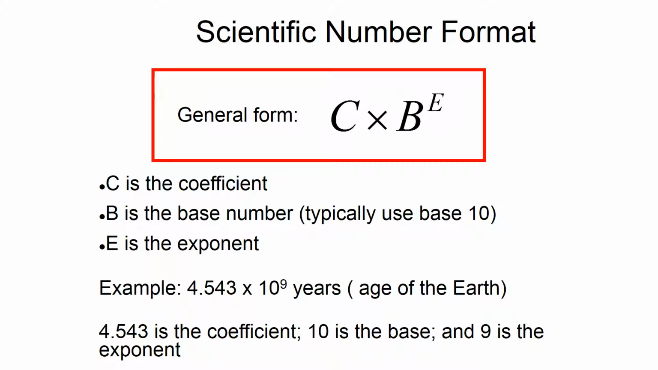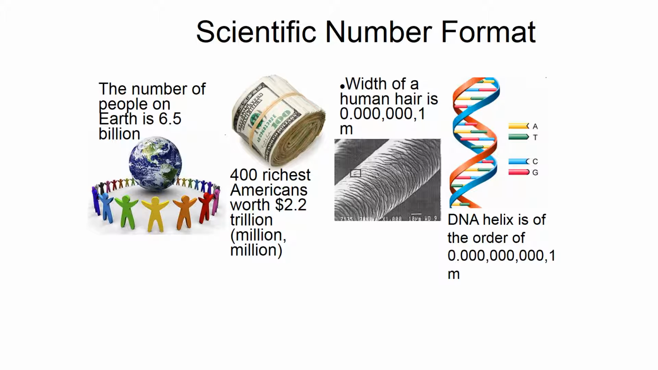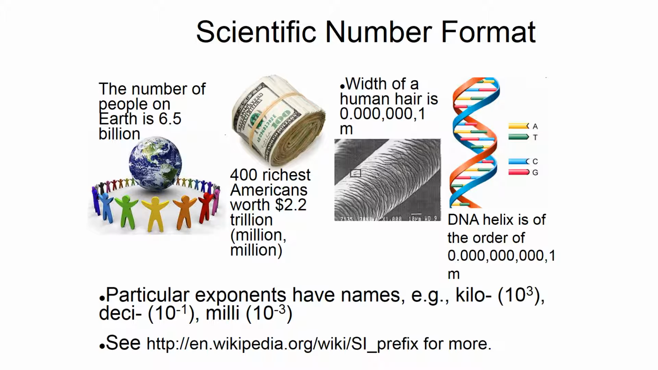The base number, if it's 10, and the exponent describe the order of magnitude of the number. So when the exponent changes by 1, it makes the number 10 times bigger. It's a really convenient way of dealing with stuff. So these are other large numbers which we might want to think about representing in scientific notation.